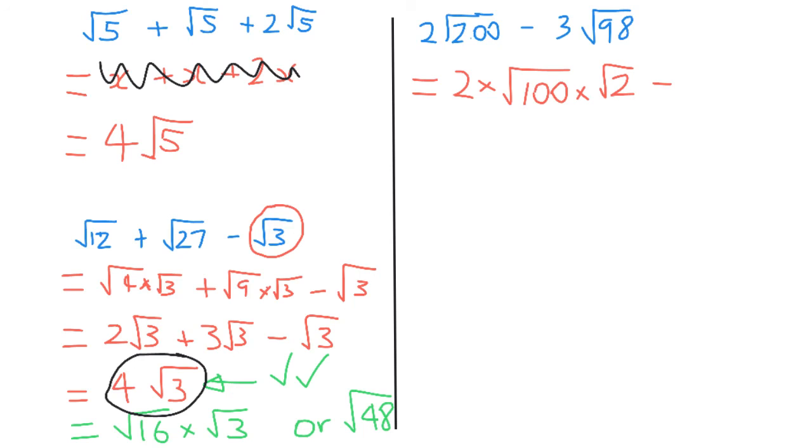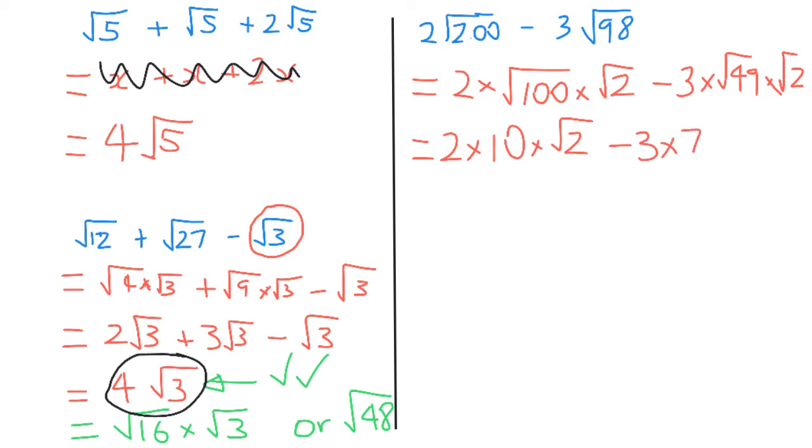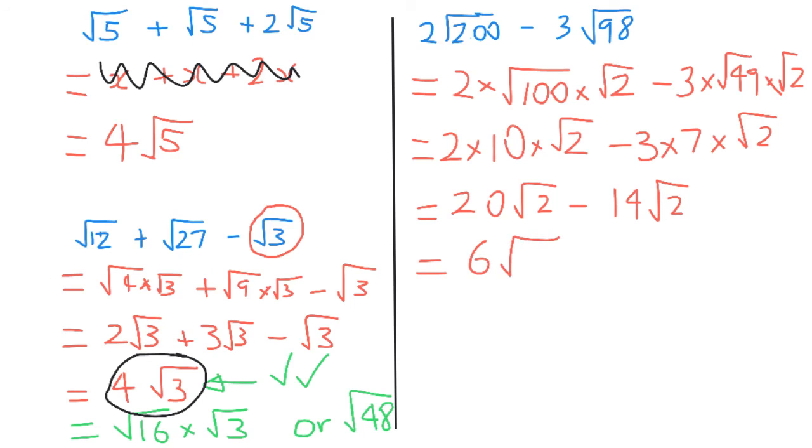Now once I've got my first root 2, I'm thinking the second one's probably going to have a root 2 in it somewhere as well. So I've got the 3 that hangs at the front, and then I've got 49 and 2. So my next line of simplification becomes 2 times 10 times root 2 minus 3 times 7 times root 2, which is 20 root 2 minus 14 root 2, just becomes plain old 6 root 2.